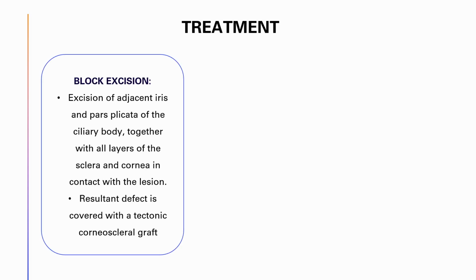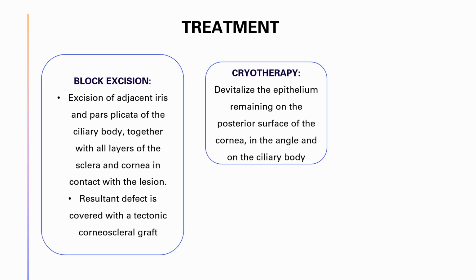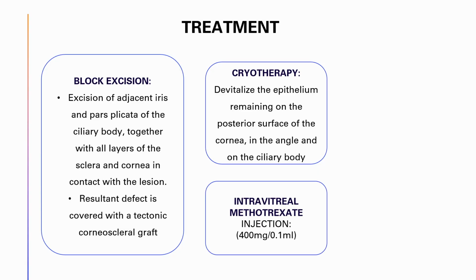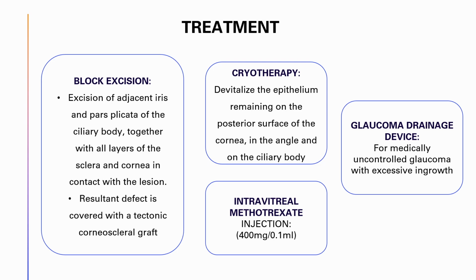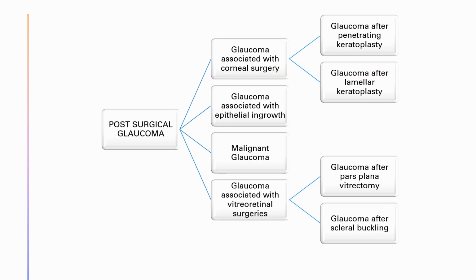Then the treatment comprises en bloc excision, which is excision of the adjacent iris and pars plicata of the ciliary body together with all the layers of sclera and cornea in contact with the lesion, and the resultant defect is covered with a tectonic corneoscleral graft. Then we can go with cryotherapy to devitalize the epithelium remaining on the posterior surface of the cornea, in the angle and on the ciliary body. We can give intravitreal methotrexate injection 400 mcg per 0.1 ml, and we can go with glaucoma drainage device for medically uncontrolled glaucoma with excessive epithelial ingrowth.